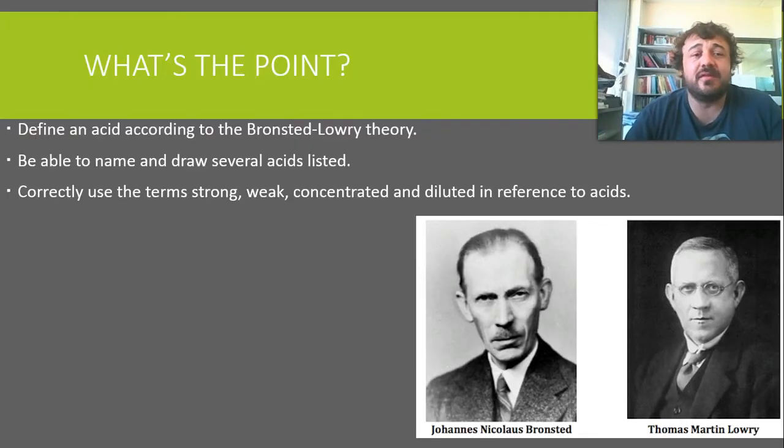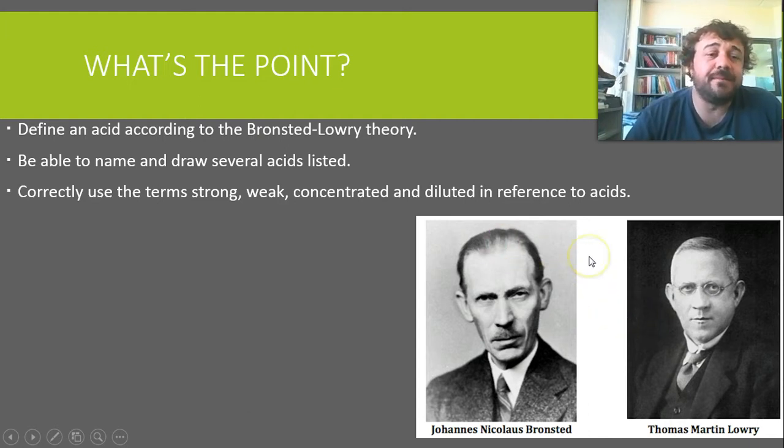So, what's the point? Basically, by the end of this, you should be able to define an acid according to the Bronsted-Lowry theory. Now, we're not going to go deeply into that theory today, but you should be able to explain what an acid is. And these are our two guys. So we've got the Danish man, Johannes Nicholas Bronsted, and the British man, Thomas Lowry. Now, we want to basically also be able to name and draw the structure of several acids listed. That's the ones on the previous page.